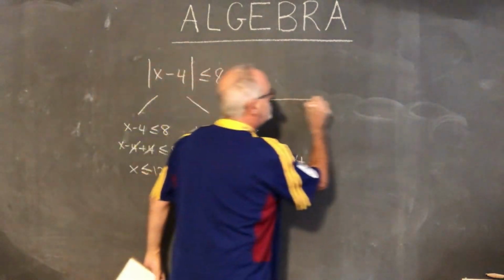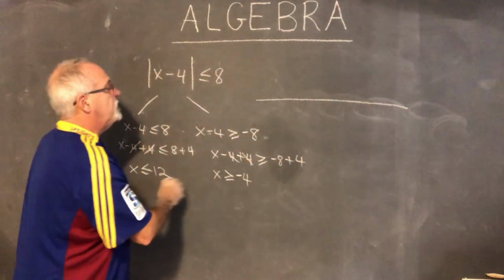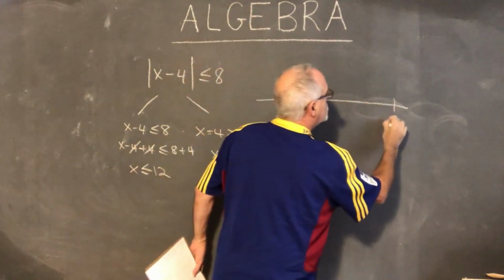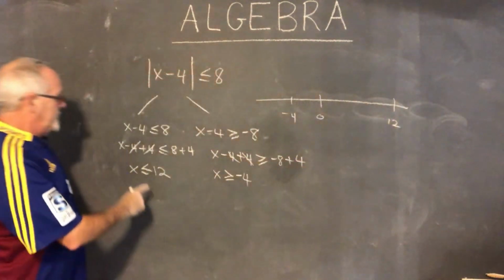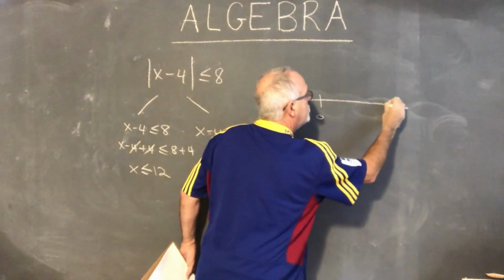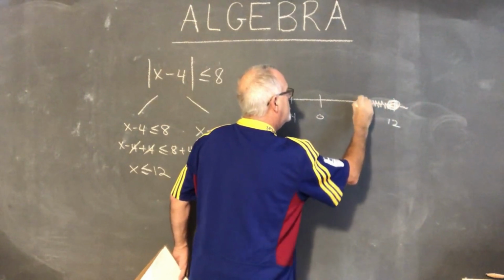I will graph on the number line. Negative 4 and 12, so I'm going to put my 0. I'll put negative 4 here. I'll put 12 way over there. Less than or equal to 12 means that I am putting a solid circle on the 12 and I'm shading to the left of it.